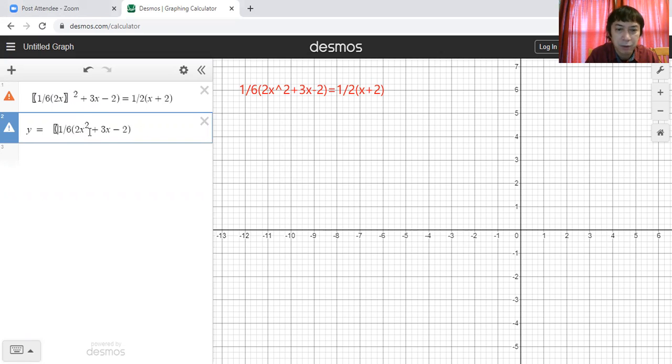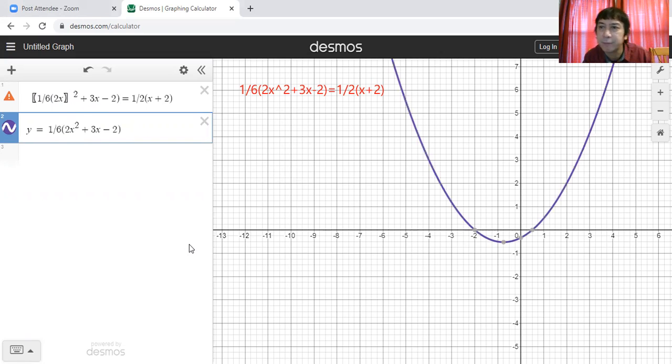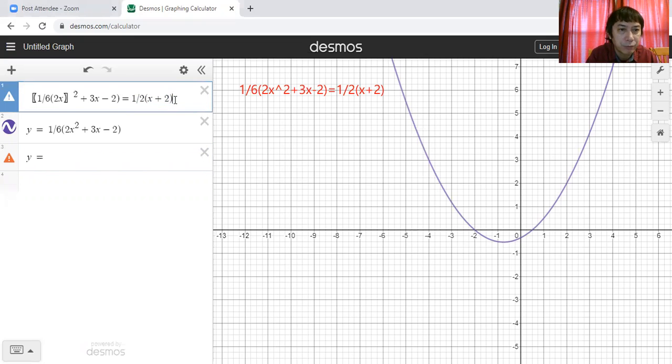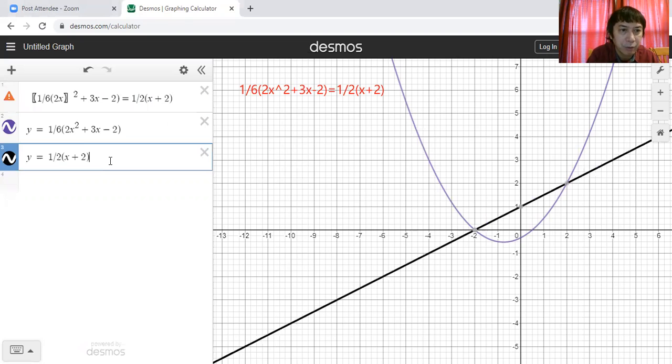Here's our first graph. It's a parabola which opens upward. Let's have our second graph so we will be able to see the answers. We're going to have another field, y is equal to the right side. It's 1/2 times the quantity x plus 2 over here, and it's a line.